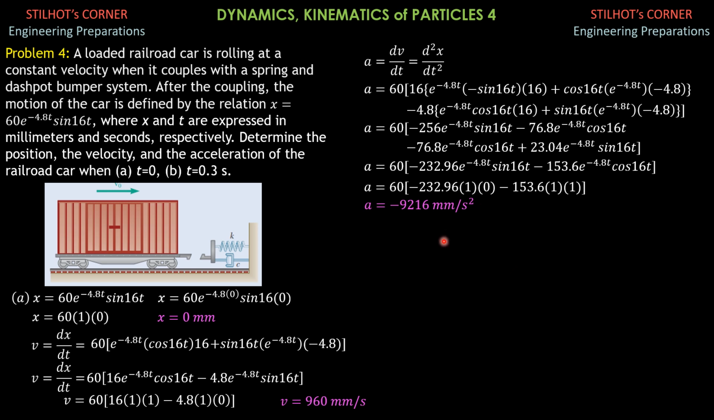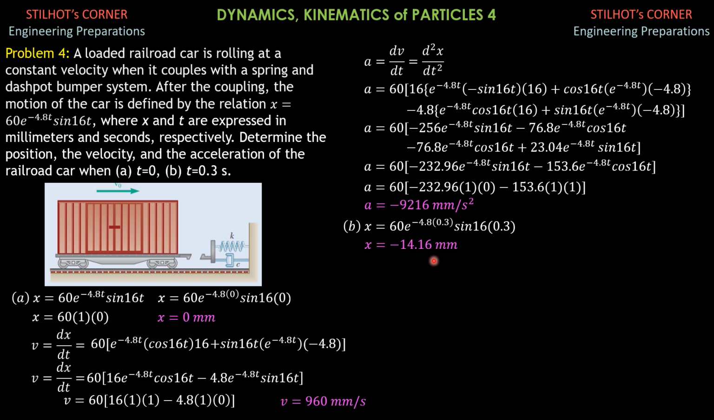For b, time is 0.3 seconds. So position is 60 e to the negative 4.8 times 0.3 sine of 16 times 0.3. By the way, don't forget to set your calculator in the radian mode, because we have trigonometric function here and the time should be in seconds, so therefore 16 times 0.3 would be in radians. So x is equal to negative 14.16 mm for that case.